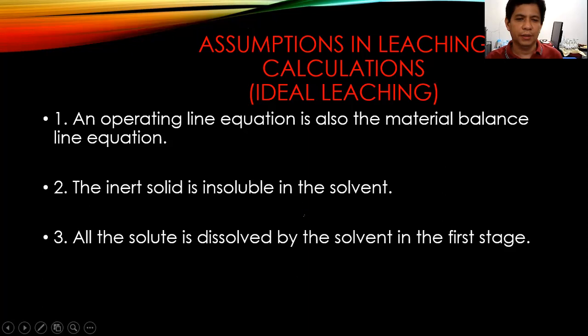So sa calculation, sa manual calculation, we're just assuming na ideal leaching para kaya natin i-calculate manually. Kasi pag hindi tayo nag-assume, parang hindi kaya manually i-calculate, especially the multi-stage. So the first assumption is an operating line equation is also the material balance line equation. Tandaan niyo pa ba yung concept ng operating line? Of course, yung material balance, mahirap namang makalimutan yun. Yung material balance, kung ano yung pumapasok, yun din yung lalabas.